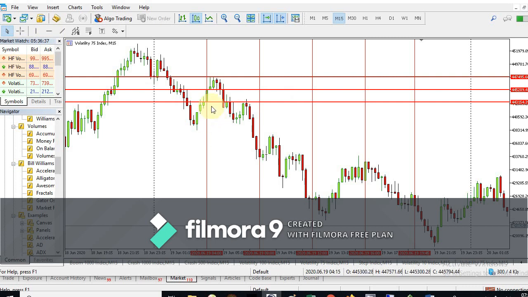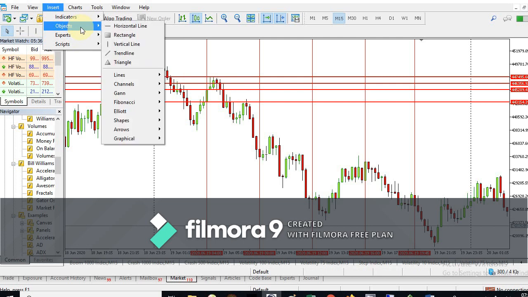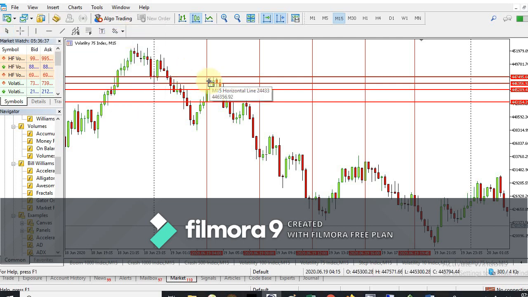To identify the point of resistance, we divide the upper part. This upper half, we divide into two, and then we go to object, rectangle, then shape out our resistance zone. So the logic is: if price is going down in the box, you have a resistance in the upper half. If price is going up in the box, you have a support in the opposing half.